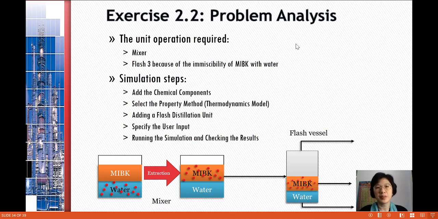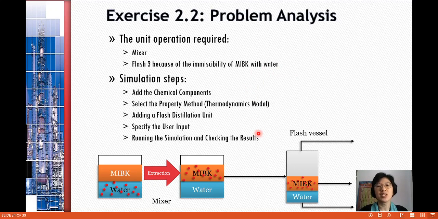Based on the process description, the unit operations that we should have in the process flowsheet are the mixer, to allow the extraction to happen, and the Flash3 model, to allow the separation of the two liquids and vapor. We have two liquids here because we have MIBK and water, which are immiscible, and because of this, we have to use Flash3 to allow the vapor-liquid equilibrium to occur.